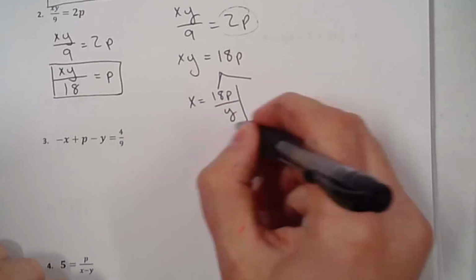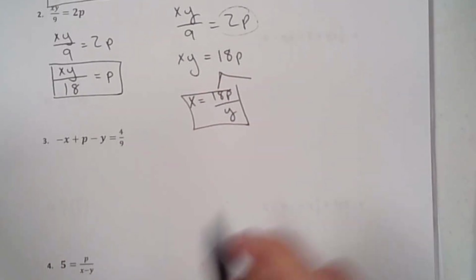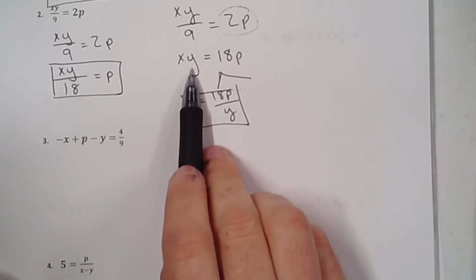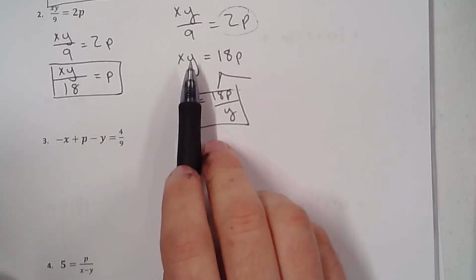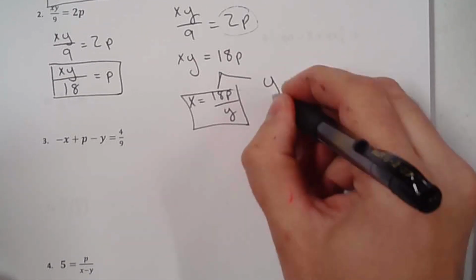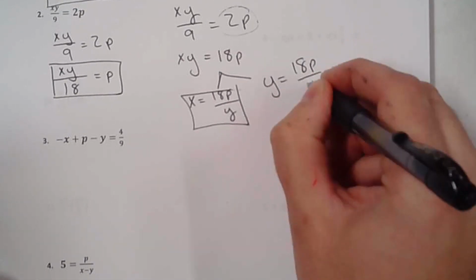So x is 18p over y. Now, from the same point right here, we don't have to go back to the beginning, right? Let's get y on its own. How do I get rid of the x, or separate the x from the y? Divide by x. So we're going to get y equals 18p over x.